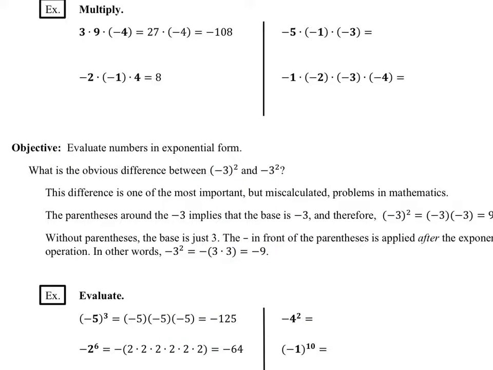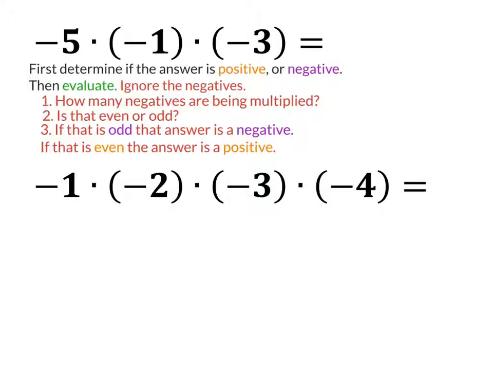So we're going to do the same thing on these next two problems, all right? Now notice they did the same thing over here, right? There's one negative. One is odd, so the answer is a negative. Over here, there's two negatives. 2 is even, so the answer is a positive. All right, so let's go through this one. We're going to follow our steps, all right? Again, we're going to say first if it's positive or negative.